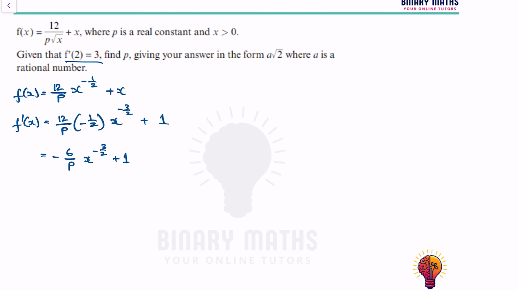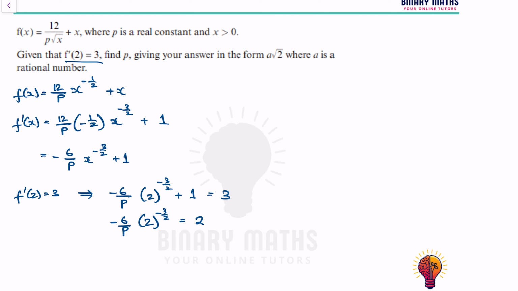Now what we're given is f'(2) is equal to 3. Because f'(2) is equal to 3, this means that when you substitute 2 into this, minus 6 over p, 2 to the power of minus 3 over 2, plus 1 will be equal to 3. So when you substitute the x value of 2 in, you get a gradient of 3, and that's the equation that you form. Now we need to rearrange this to find what p is. So minus 6 over p, if I take the 1 over to the other side, is equal to 2 so far.